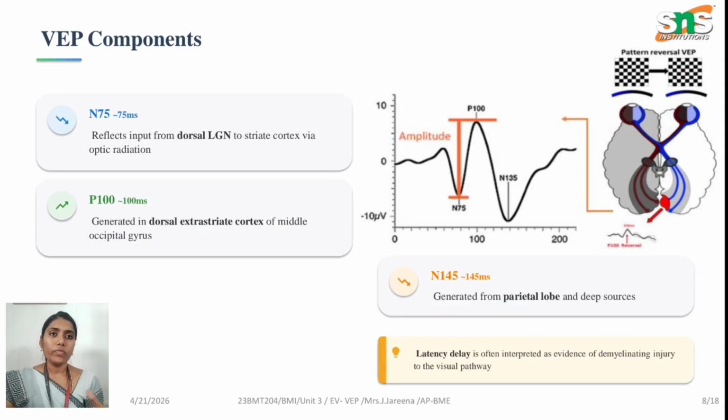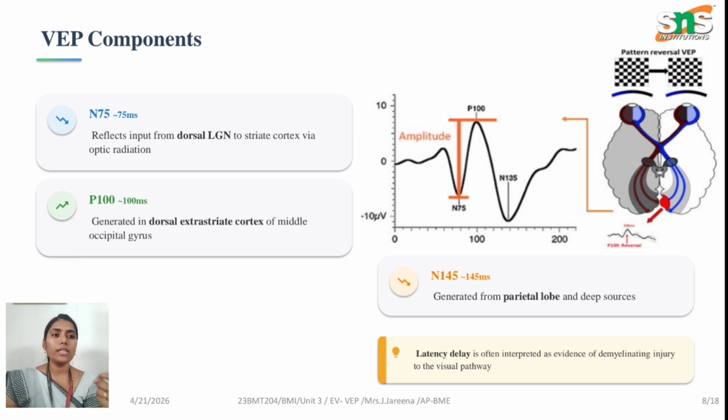So what output do we get after placing these electrodes? We get a waveform, like in EEG. Each and every component in the waveform is very important. Here they have plotted this waveform with its components. You can see N75 as the first component, second is P100, and third is N135. This N-P-N represents the peak sign: N is the negative peak, P is the positive peak, and again N is the negative peak. This graph is plotted as voltage against time.